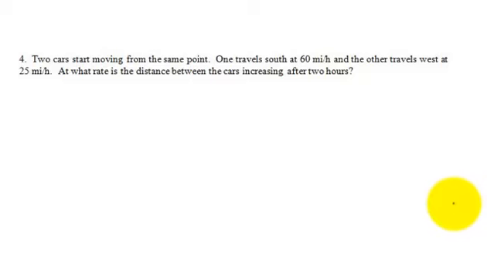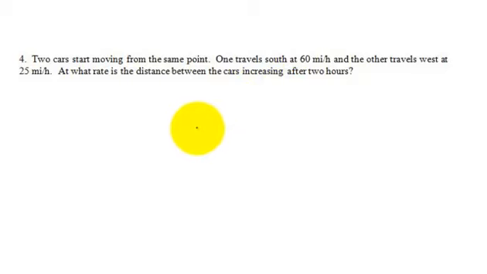Okay, let's get started with question 4 of exam 2. Two cars are moving from the same point. One travels south at 60 miles an hour and one travels west at 25 miles an hour. At what rate is the distance between the cars increasing after 2 hours?